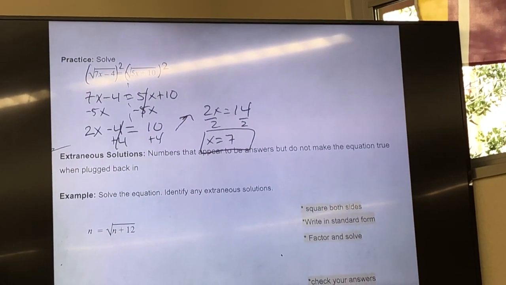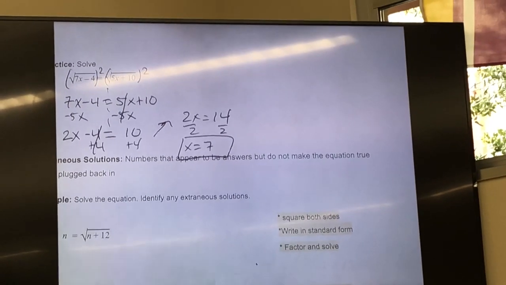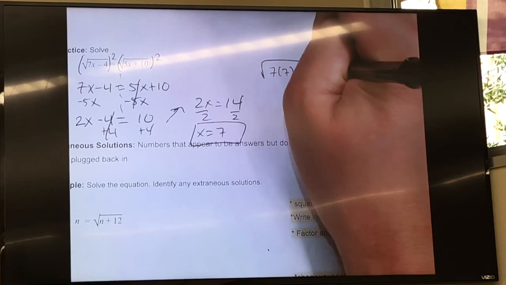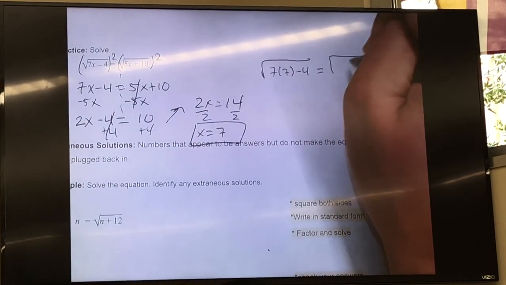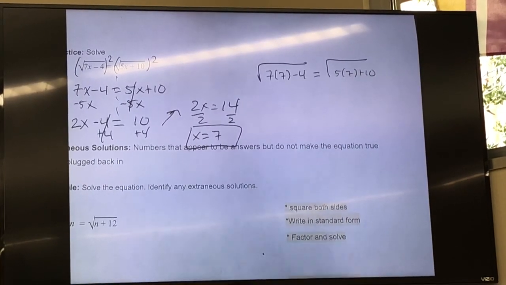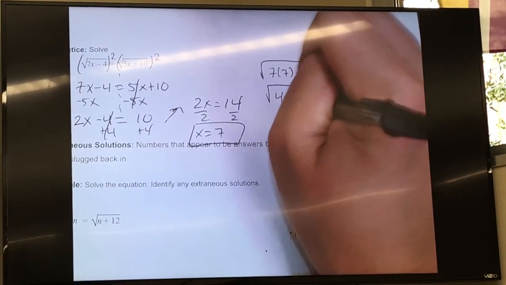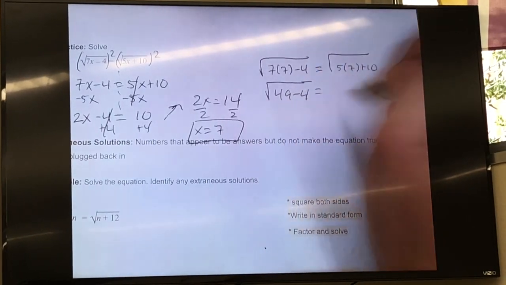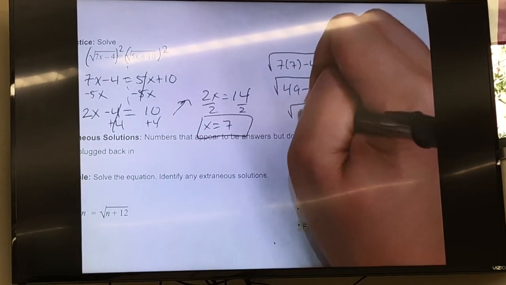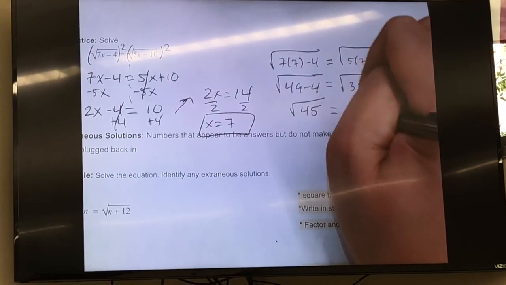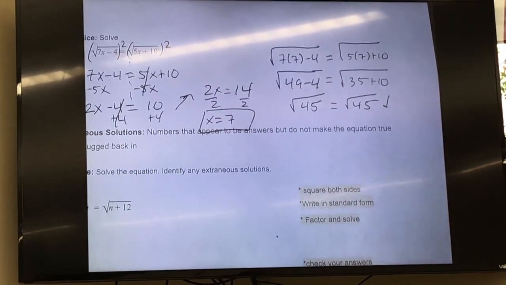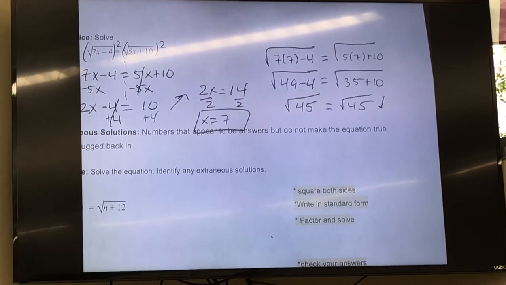Again, for every problem, make sure you are plugging it back in. So when I plug it back into my equation, 7 times 7 minus 4 is equal to the square root of 5 times 7 plus 10. 7 times 7 makes 49, minus 4 equals 45. 35 plus 10 is 45, so the square root of 45 is equal to the other side, the square root of 45. At this point, you know that both sides are equal to one another, and so your answer is correct.